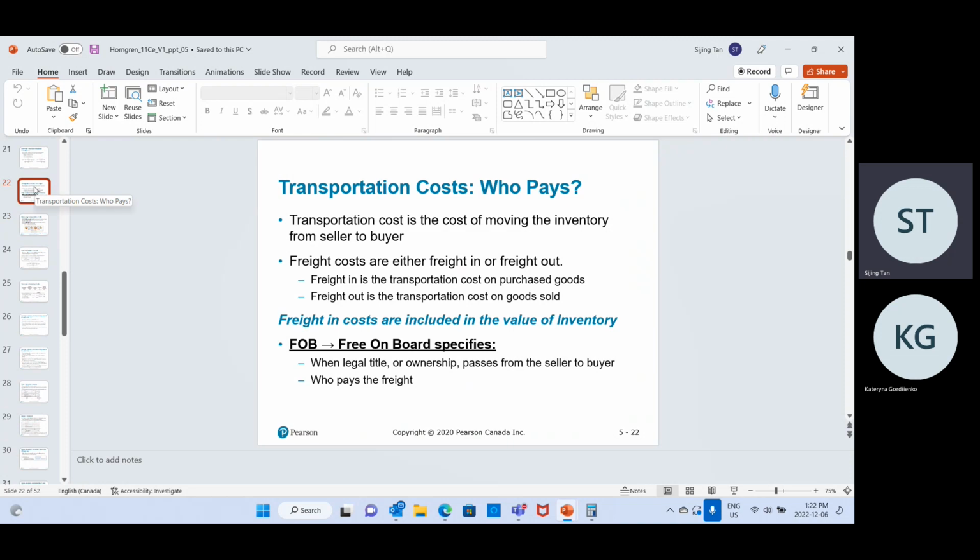Now, next one we talk about transportation costs. That means who's going to pay the shipping.